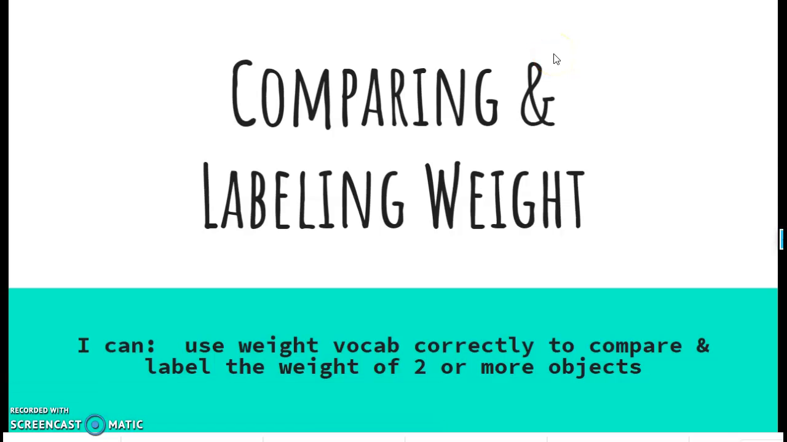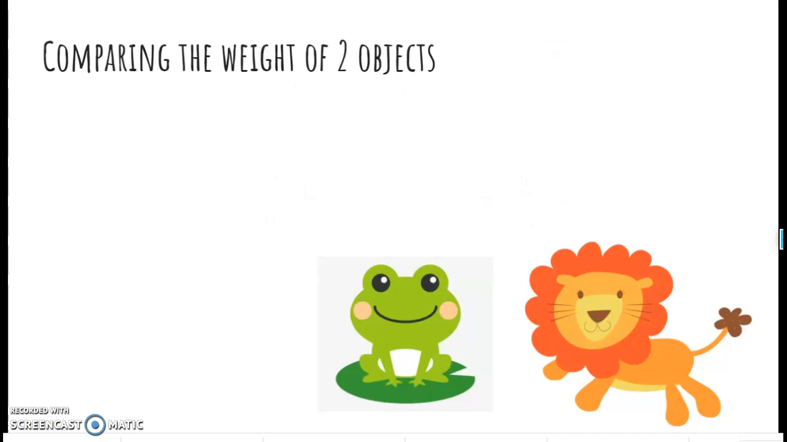First graders, for the next couple of days in math, we're going to be working on weight. Our goal at the bottom of the screen says, I can use weight vocab, which means words, correctly to compare and label the weight of two or more objects. So let's start by comparing the weight of two objects. I have two animals at the bottom of my screen, a frog and a lion. What kinds of words might you use to describe the weight of the frog and the lion?